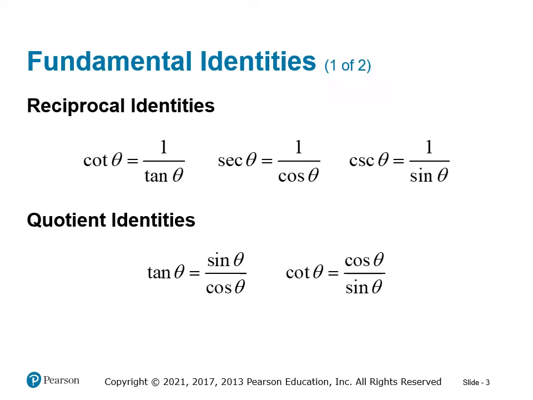Remember the quotient identities, specifically that tangent equals sine over cosine, and cotangent, of course, is the reciprocal, which is cosine over sine. Tangent is sine over cosine, and cotangent is cosine over sine. Again, these are not new, but review of some identities we've seen previously.